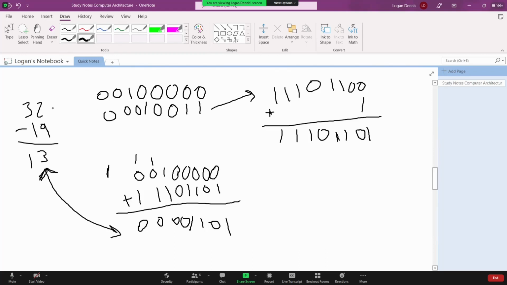Okay, so this is how you do this question in two's complement. Can you walk us through it? Yes. 32 minus 19 is 13. You can figure that out using regular numbers. This is 32 in decimal. This is positive 19. This bottom one is positive 19.